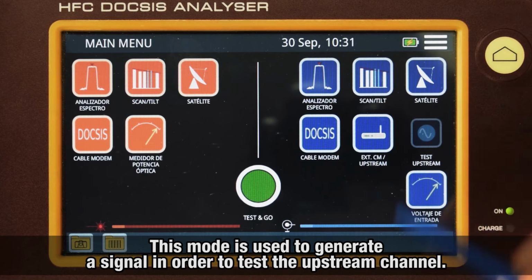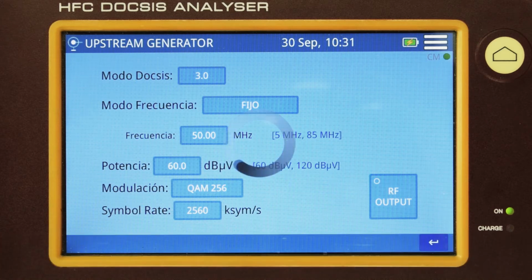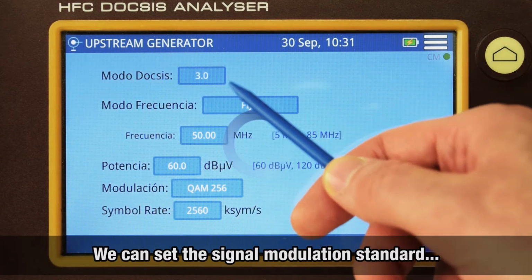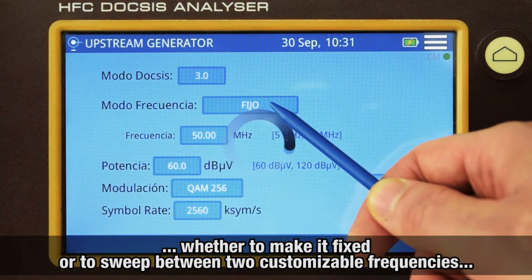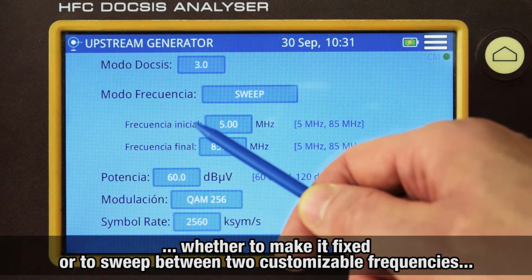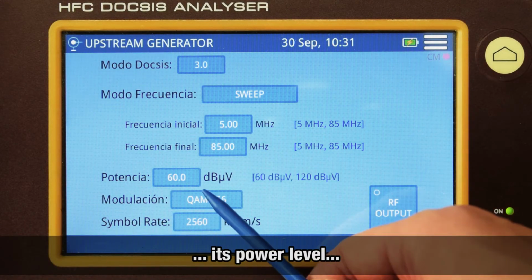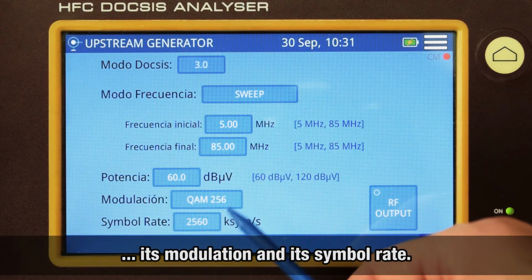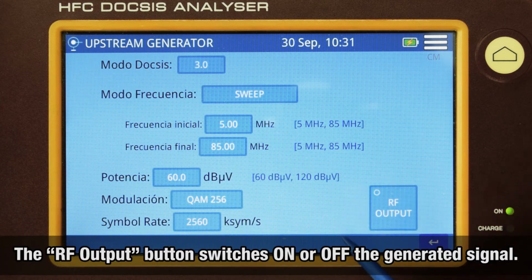This mode is used to generate a signal from our cable ranger that can be used to test the network upstream channel. We can set up the signal modulation standard, whether it will be in a fixed frequency or will sweep the frequency band defined by the initial and final fields. We can as well set up the power level of the generated signal, its modulation parameters and symbol rate. The RF output button activates and deactivates the generated signal.